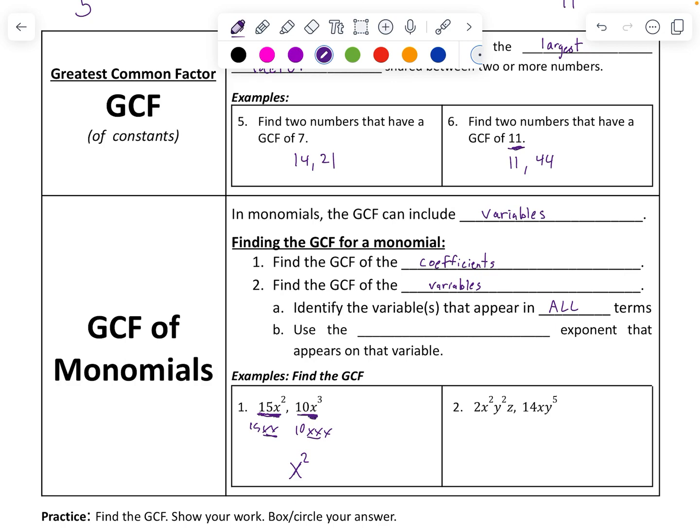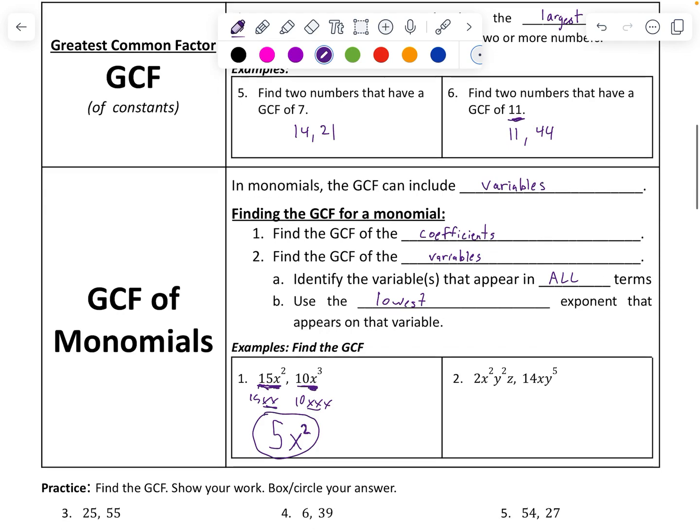So, filling in the rest of this, use the lowest, or smallest, exponent that appears on that variable. Because I had an x squared and x to the third, that's why I went with x squared. And with the coefficients 15 and 10, the greatest common factor is 5, so my greatest common factor is 5x squared.